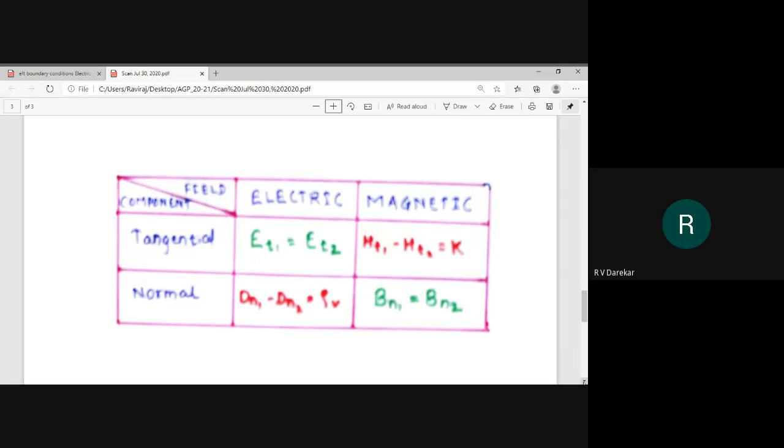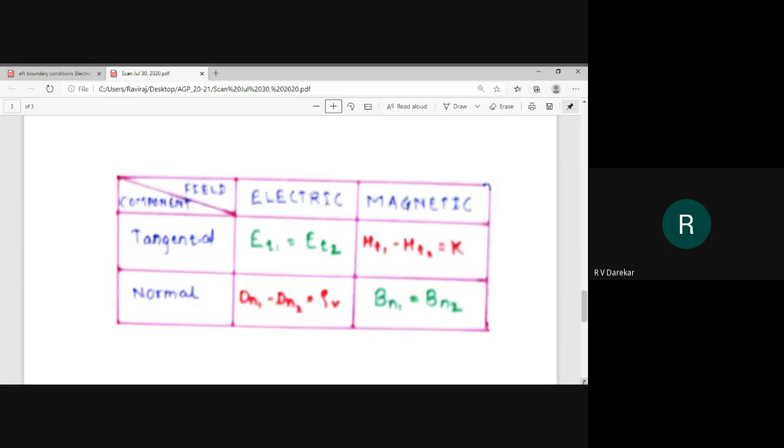I think it is visible to all, though it is somewhat blurred. It is readable. We can understand the comparison, or also you can remember these tables to derive all the equations. If there is a question like explain the boundary condition for electromagnetic wave, in that case we have to define for electric field as well as for the magnetic field. We have to consider tangential component separate and normal component separate.